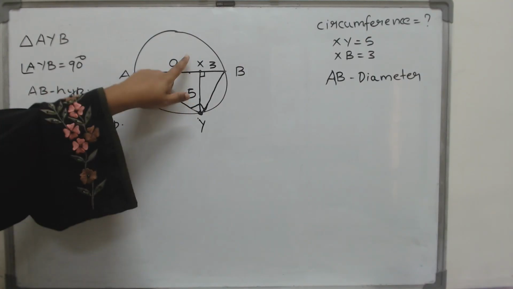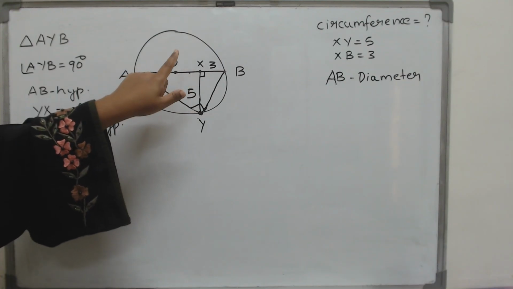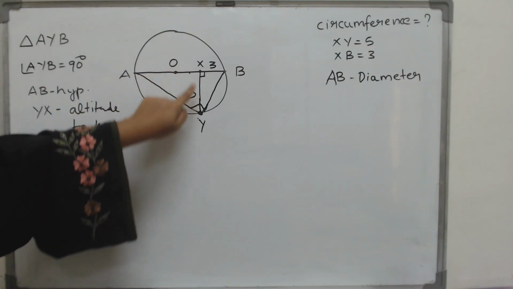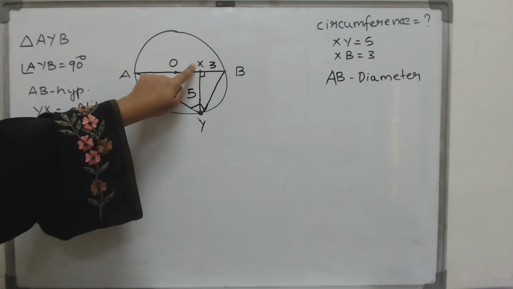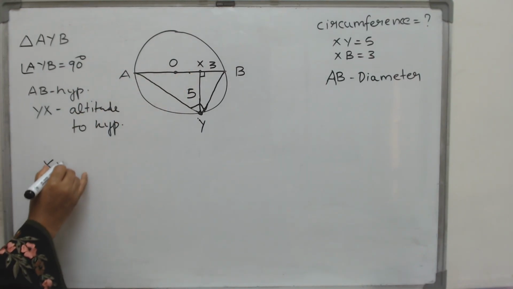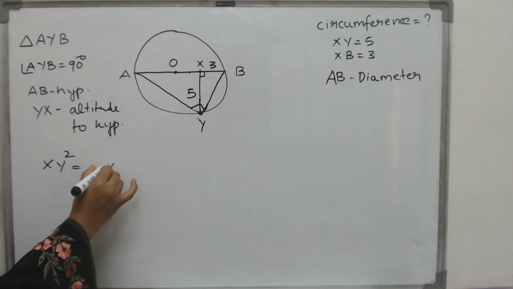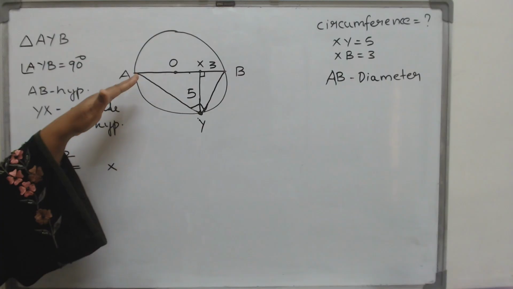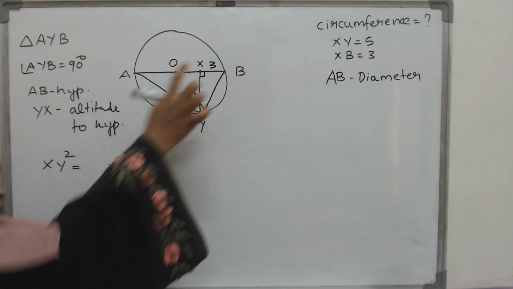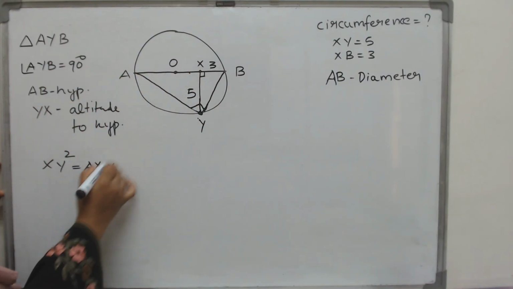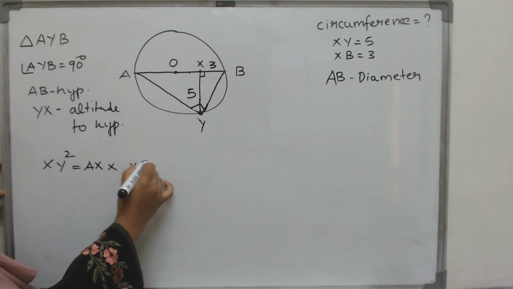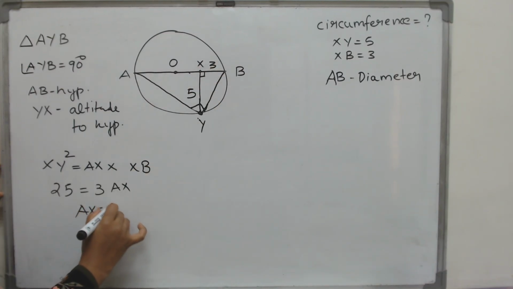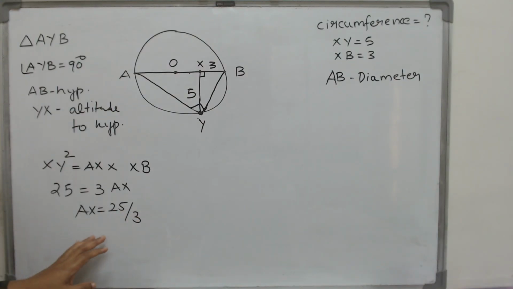And what does it state? If you have a right triangle and you have an altitude to the hypotenuse, then the square of that altitude is equal to the product of the two segments that it splits the hypotenuse into. What are the two segments? One is AX, the other one is XB. So AX is 25 by 3, but we need our diameter to find the circumference.